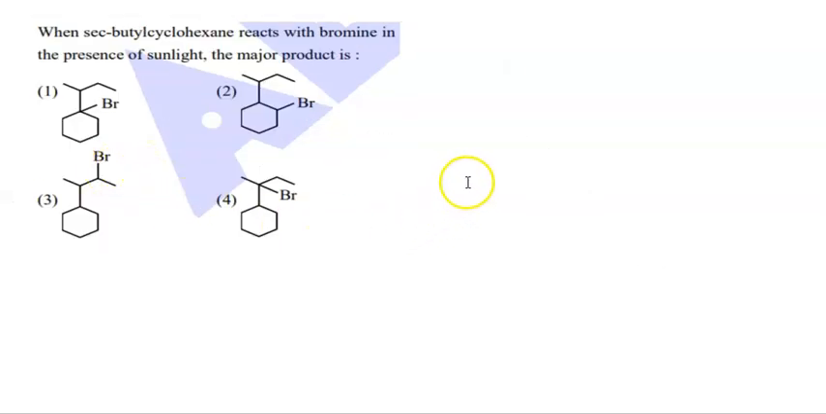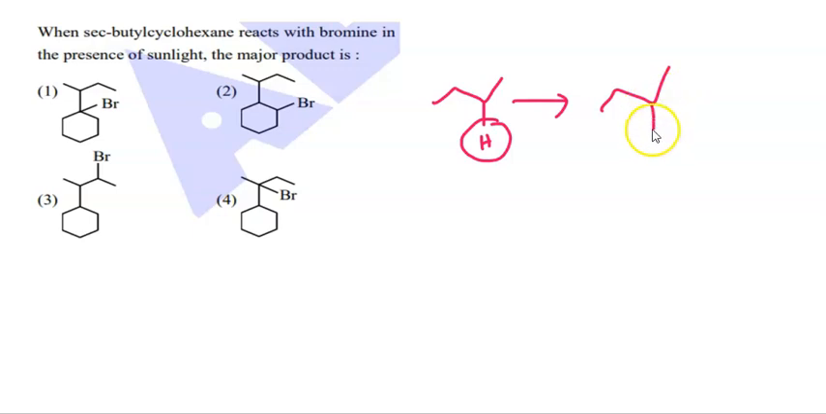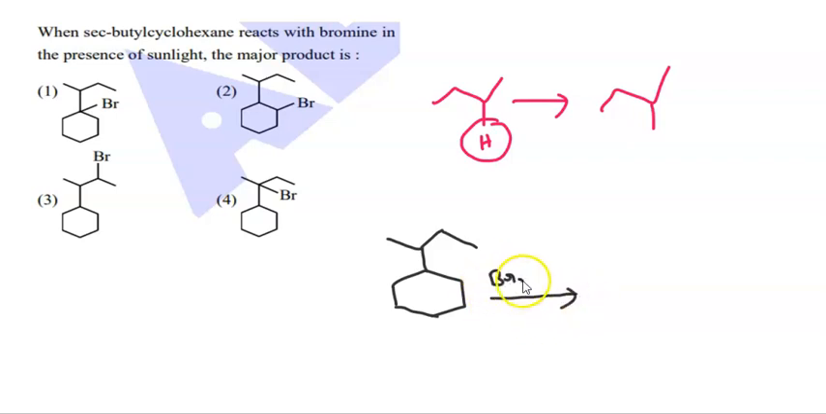When secondary butyl cyclohexane reacts with bromine in the presence of sunlight, the major product obtained is. What is meant by secondary butyl group? If I take butane, and remove this secondary hydrogen from the butane, you get the secondary butyl group. This secondary butyl group attached to the cyclohexane gives secondary butyl cyclohexane, which is reacting with bromine in the presence of sunlight. So the given reaction is a free radical substitution reaction.